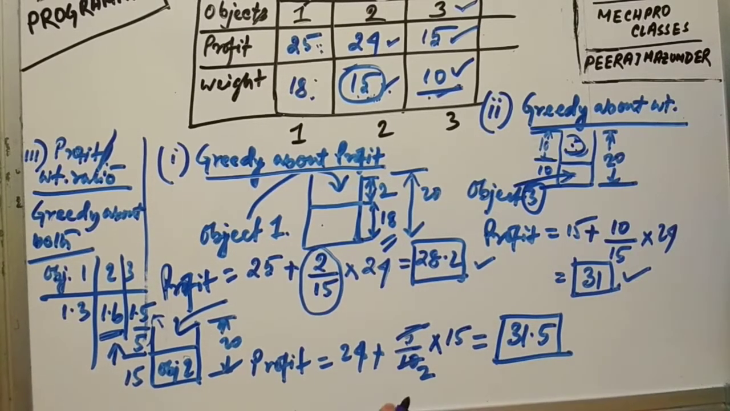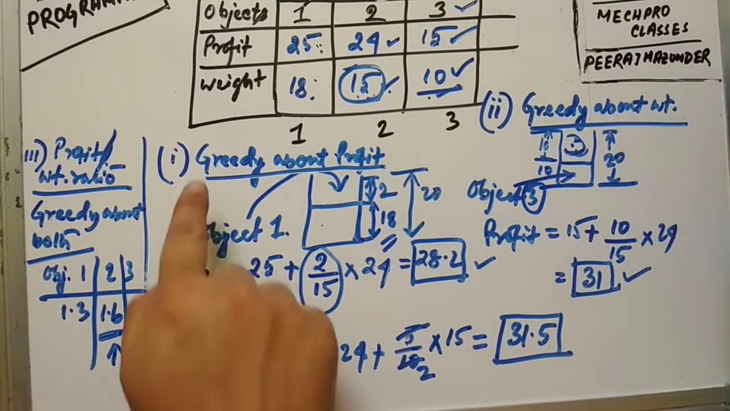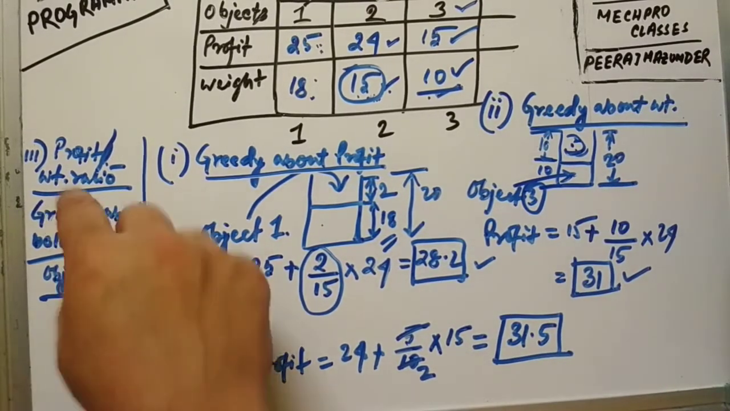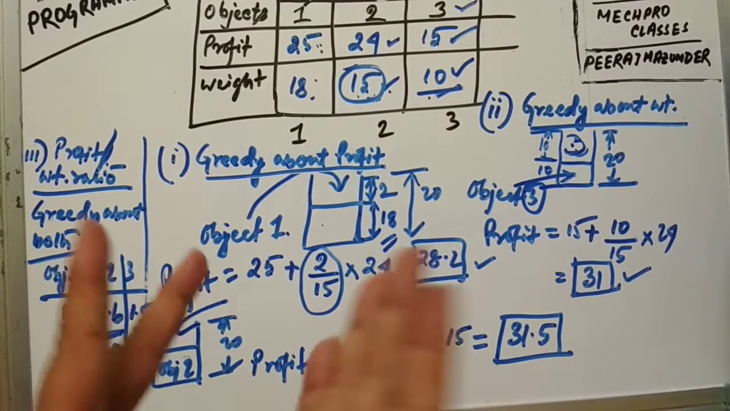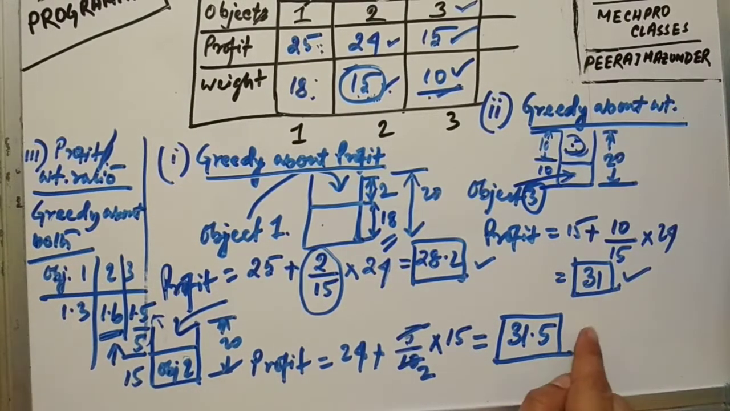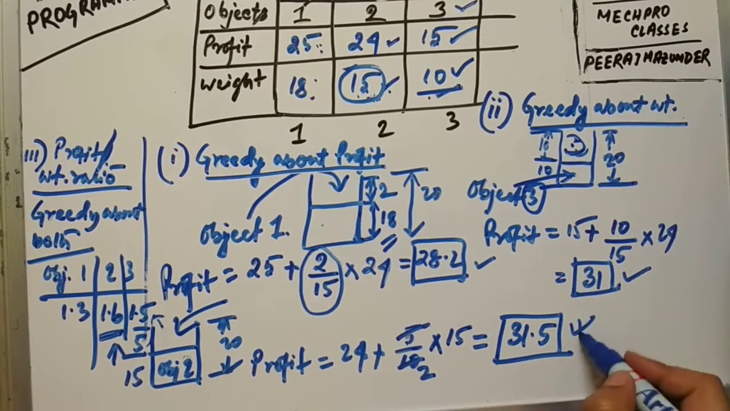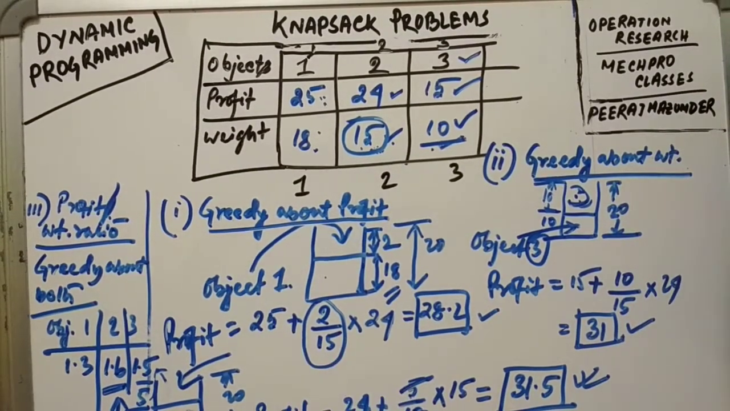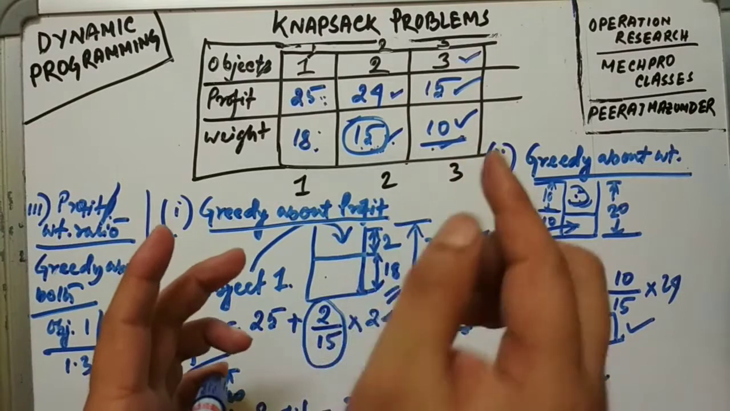Now you can see in this particular knapsack problem, when we are greedy about profit, we are getting 28.2. When we are greedy about weight, we are getting 31. But when we are greedy about both, weight as well as profit, we are getting the highest value. So you can say this is the optimal value, which is coming to be 31.5. Now we will see the 0-1 knapsack problem as well.